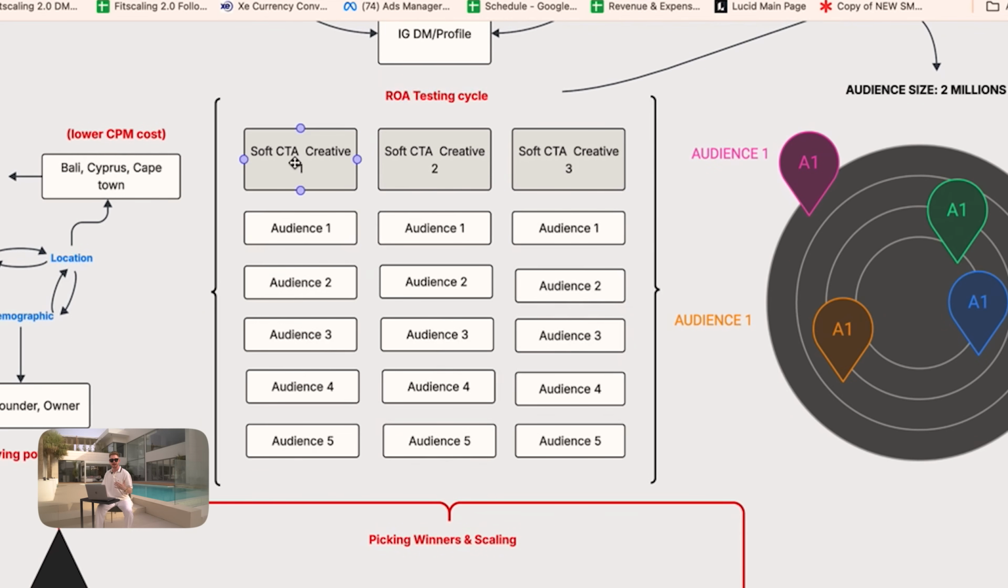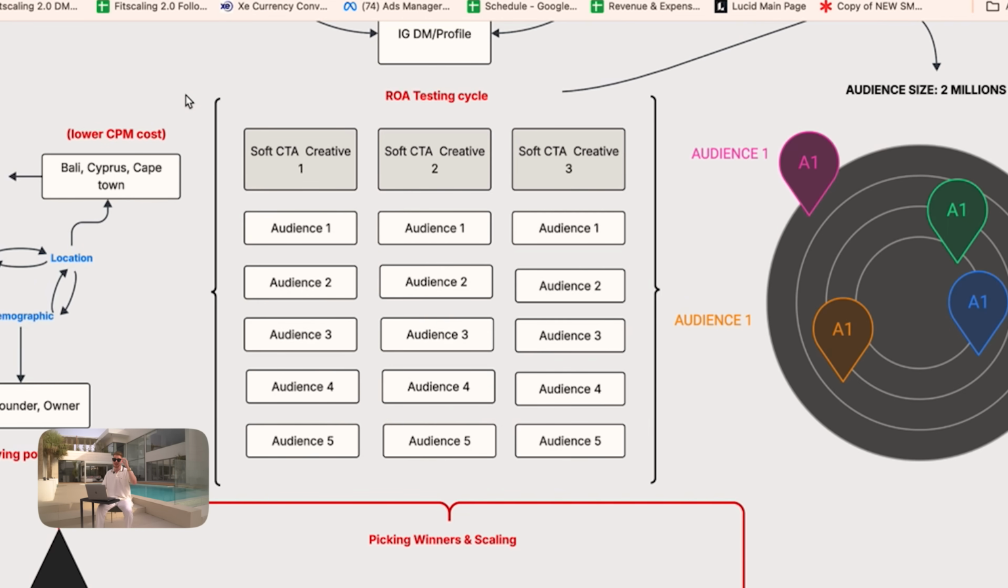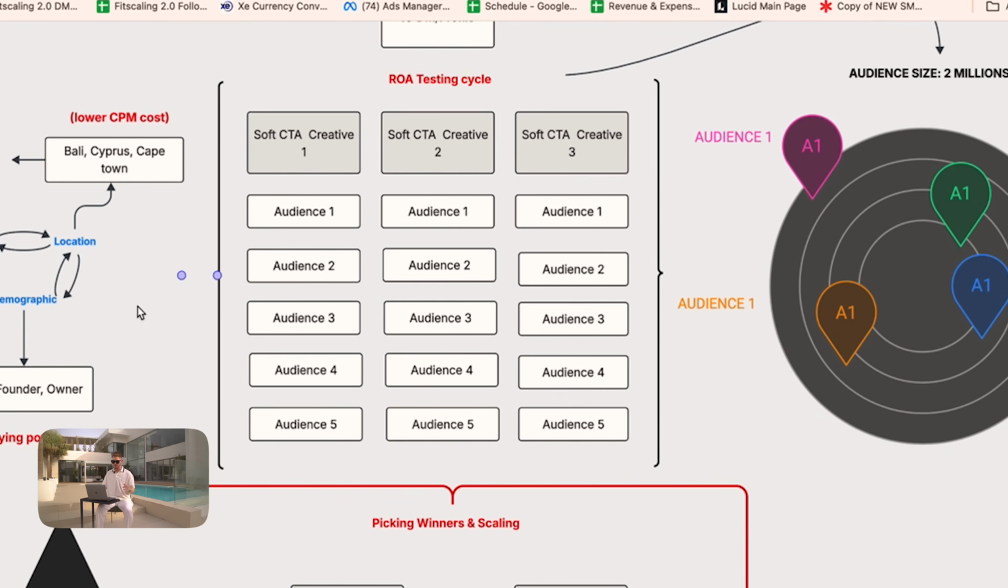Okay, so how we usually run our ads, and this is how you should run it as well. You create 3 soft CTA creatives. Don't use hard CTAs, okay, guys? Everybody's bored of it. Even you are bored of it, right? When you see an ad of like, hey, if you're XYZ, just give me a follow or DM me and I send you my masterclass. People don't care about that. People don't want to hear CTA.